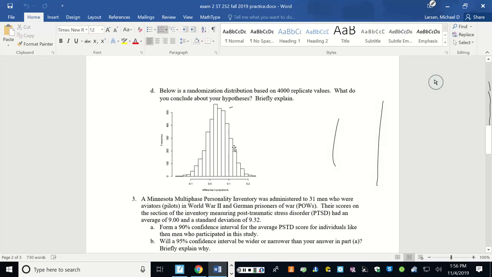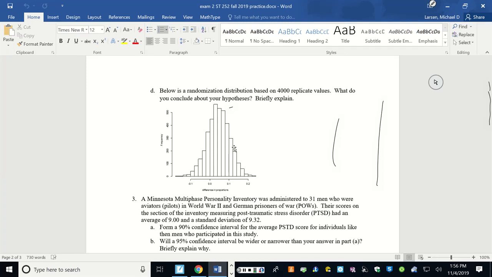So kind of a bootstrap distribution or simulation of a sampling distribution. What do you conclude about your hypothesis? You could take either one, however you phrased it. Don't reject the null. Yeah. Why would you not reject?